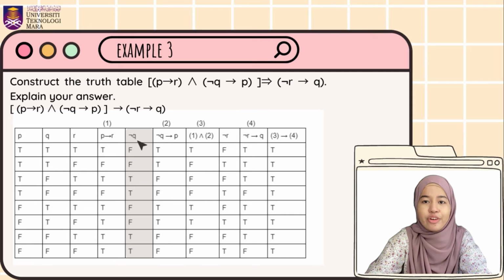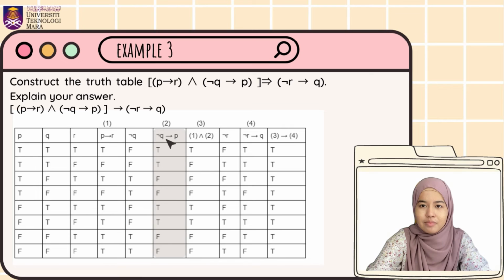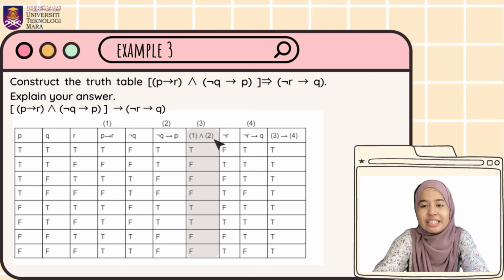Then we proceed with the if not Q then P statement. But first we need to list down the values of not Q. We will negate the values of Q and we will have FF, TT, FF, TT. As mentioned before, for implication, the statement is false when the first statement is true and the second statement is false. So we will have the values TT, FF, TT, FF and denote it as 2. We will combine both the first and the second statement using conjunction. The statement will become true when both statements are true. So we will have the values T, FFF, TT, FF and denote it as 3.